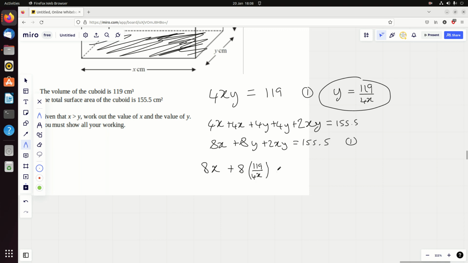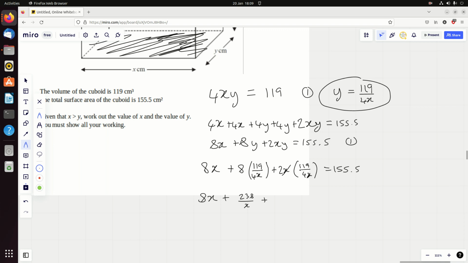It looks really ugly at first, but it works a treat. If you did that, you would have had another mark. Now, multiply those brackets out. 8 times 119 divided by 4. Remember, you've got a calculator in this test, so you can do 119 divided by 4 and then times that by 8. I've just done it with my calculator, and that gives you 238 over x. Same here, you can do 2 times 119 divided by 4, and it is, of course, 59.5.